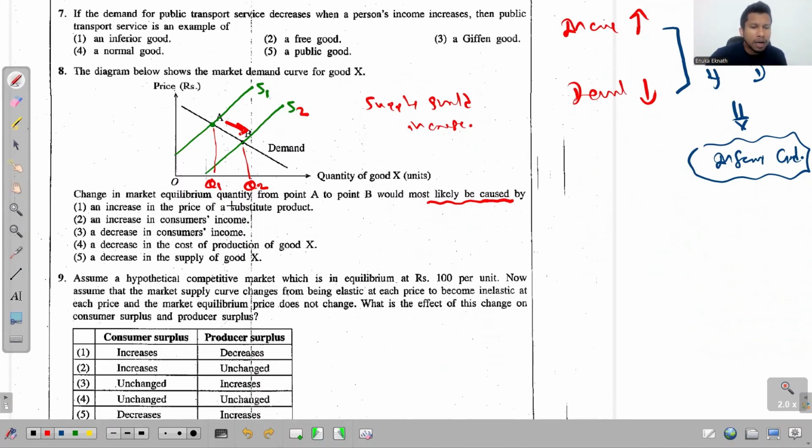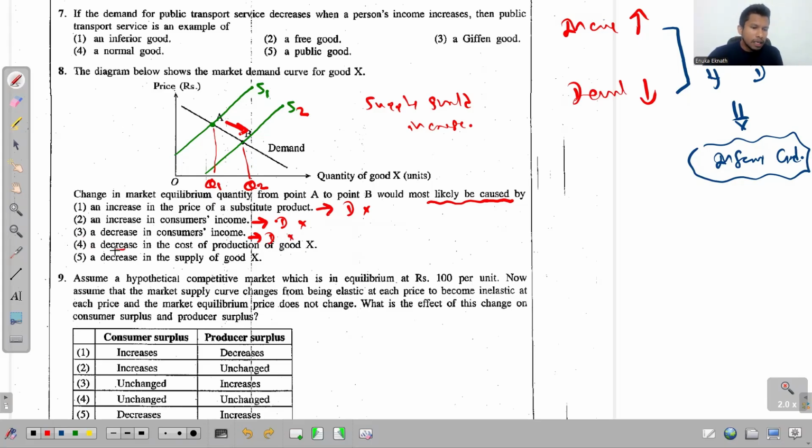An increase in the price of a substitute product. See that now, it influences the demand, not the supply. So that's wrong. An increase in consumers' income. See, even consumers' income is a determinant of demand, not a determinant of supply. So that is again wrong. A decrease in consumers' income. See, same story. It is a determinant of demand, not a determinant of supply.